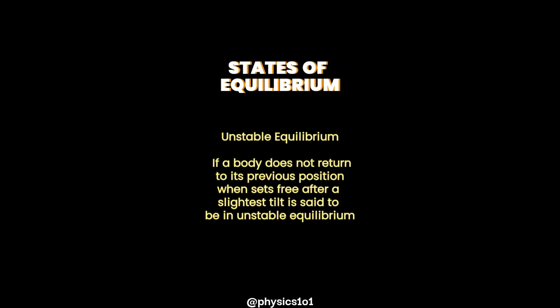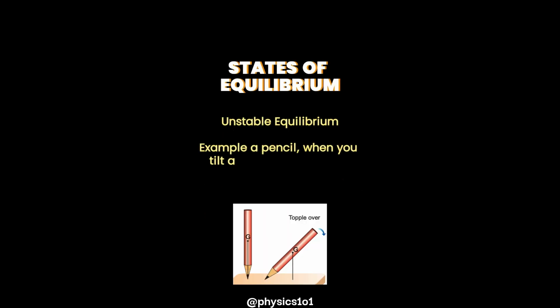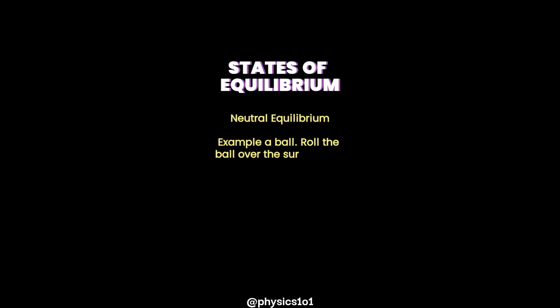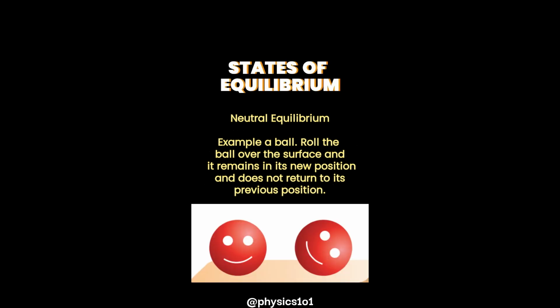If a body does not return to its previous position when set free after a slightest tilt, it is said to be in unstable equilibrium. Example: a pencil. When you tilt and leave, the pencil topples over about its tip and falls down. If a body remains in its new position when disturbed from its previous position, it is said to be in a state of neutral equilibrium. Example: a ball. Roll the ball over the surface and it remains in its new position and does not return to its previous position.